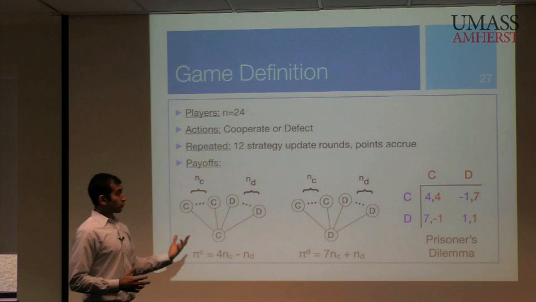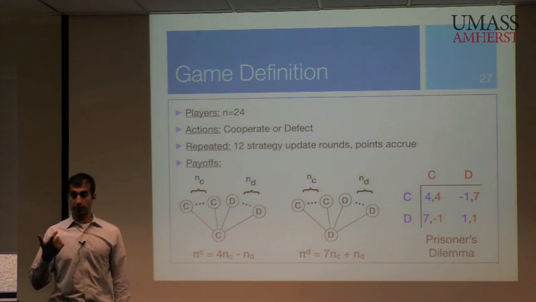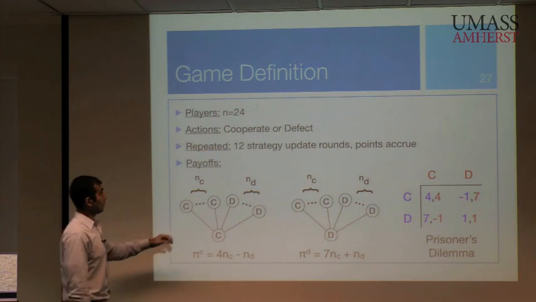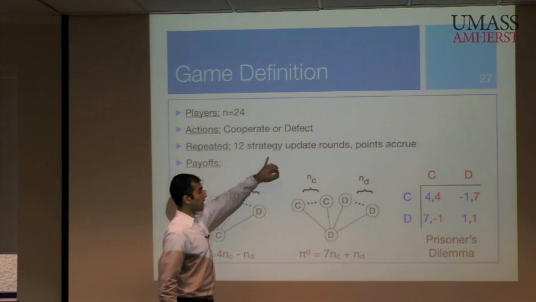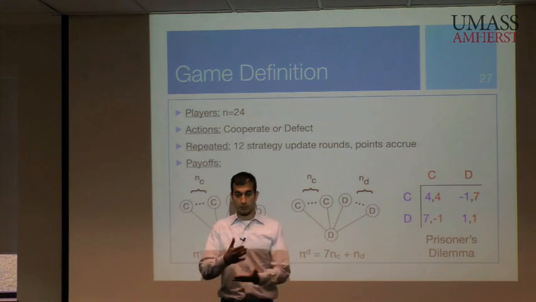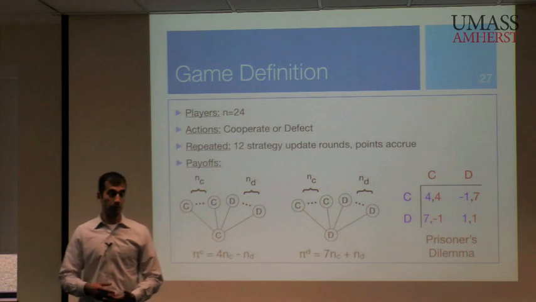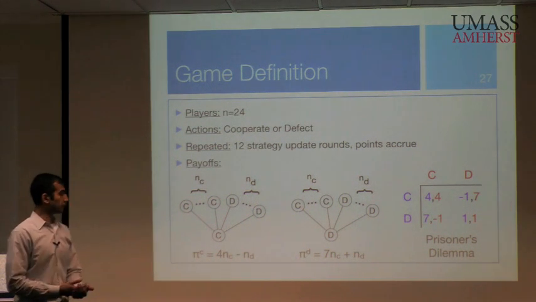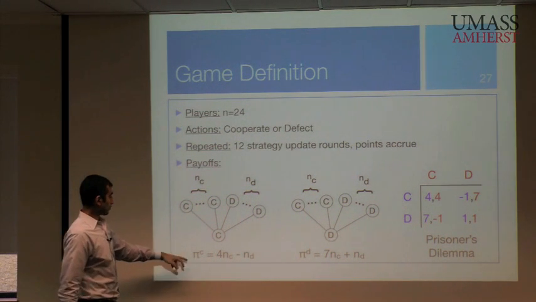Okay, so again, N was 24. All players had one strategy, cooperate or defect. We gave them 12 rounds, 12 strategy update rounds, and their points accrued, okay? We paid them at the end, again, ½ a cent per point. Now, the payoffs were the following.